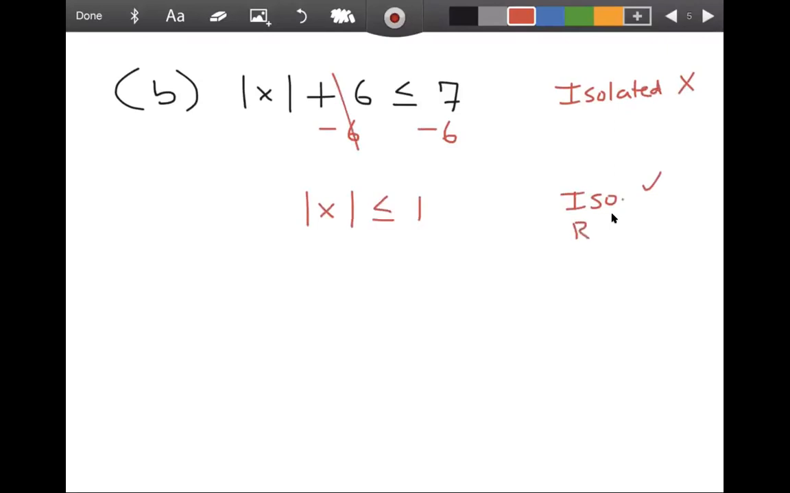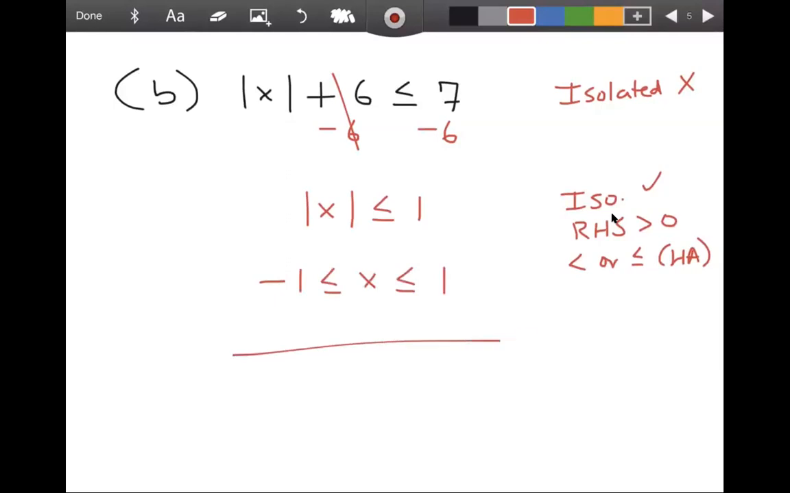The number on the right-hand side is greater than 0, and it is a less than or equal, which makes it a house arrest. The absolute value of x is less than or equal to 1 is equivalent to -1 is less than or equal to x is less than or equal to 1, which is just the interval between -1 and 1. And again, the endpoints are included. So that would be this interval.